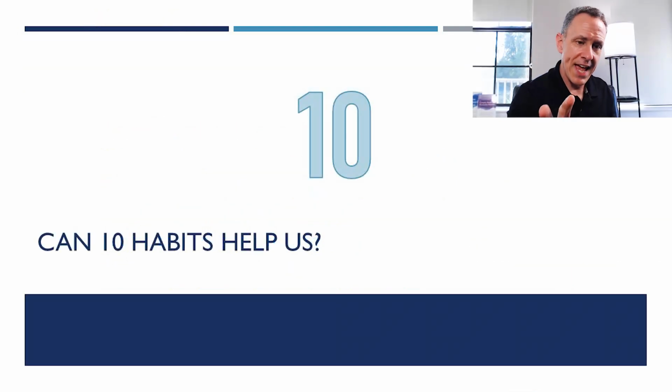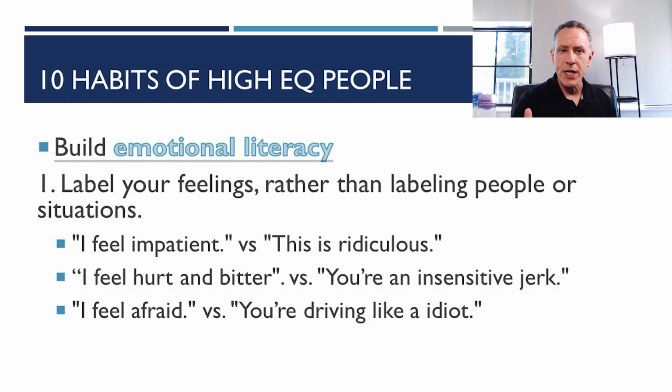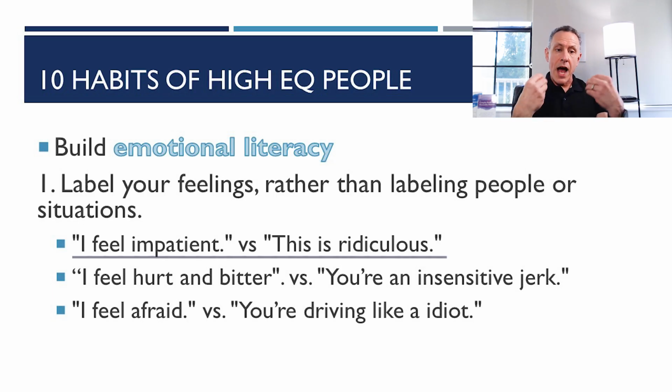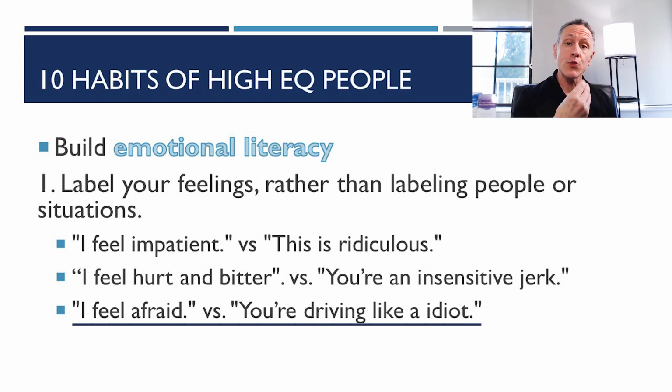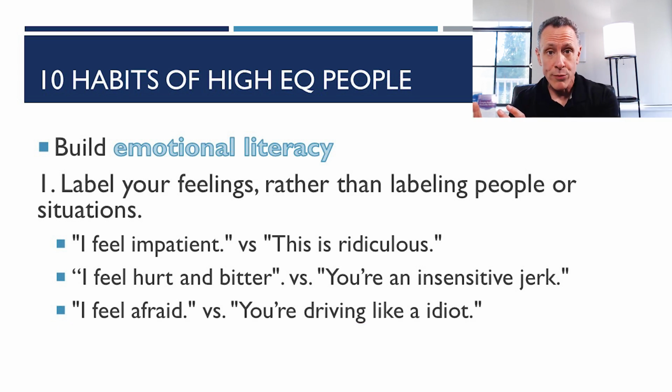So let's talk about the 10 habits that can help us build emotional intelligence. What we want to do is build what I call emotional literacy. And this is labeling our feelings rather than labeling people or situations, right? To say, I feel impatient, as opposed to, this is ridiculous. I feel hurt and bitter, as opposed to, you're an insensitive jerk. Emotional literacy is, I feel afraid. You recognize your own emotions and how you're feeling, as opposed to, you're driving like an idiot. So one is low emotional intelligence because it's external. You're blaming others as opposed to taking that sense of responsibility.